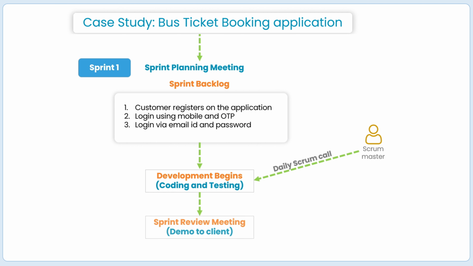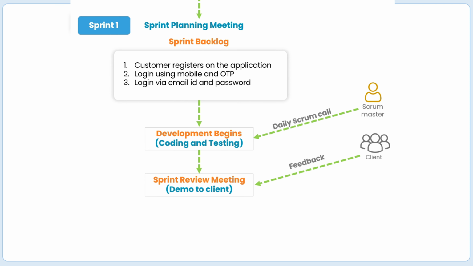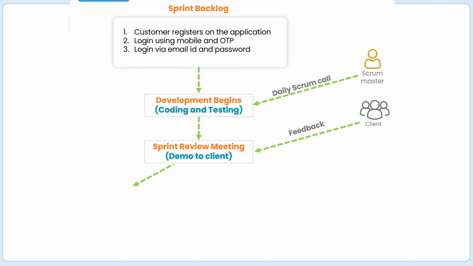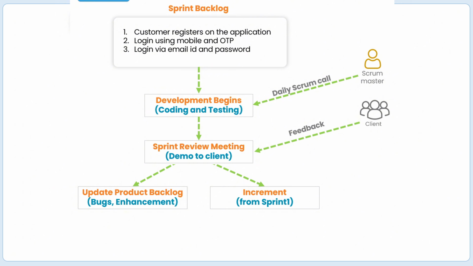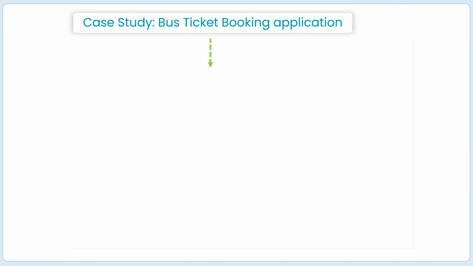Post development, the application will be tested. Once ready, there will be a sprint review meeting. We will demonstrate the built application to client and gather all the feedback. All the issues and feedback will be added to the product backlog. At this stage, we have a potentially shippable product increment, or in short, we only call it as increment.